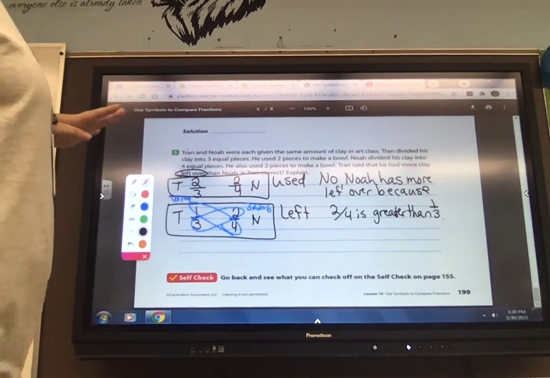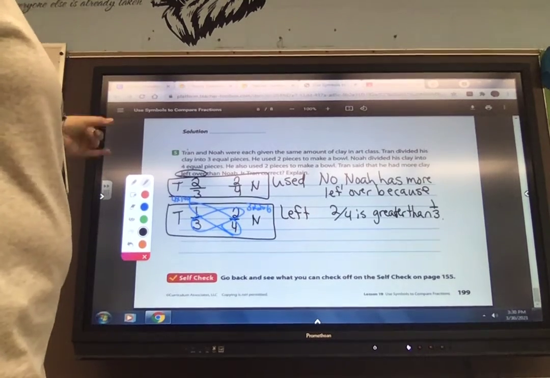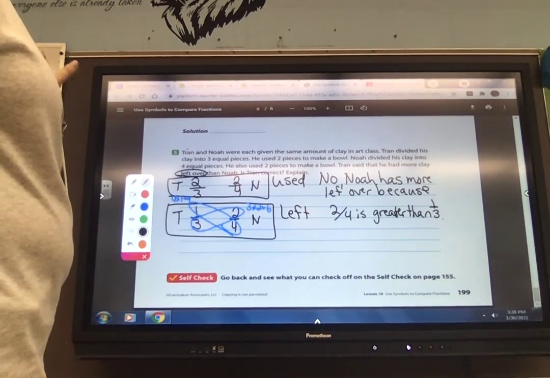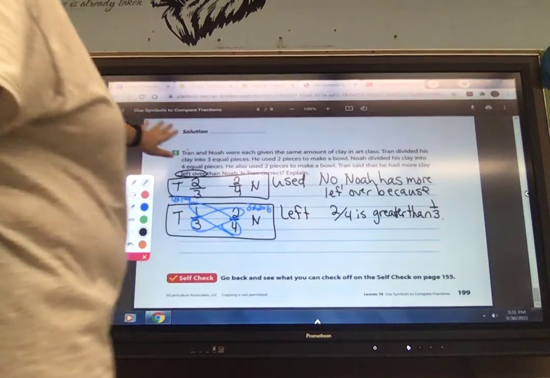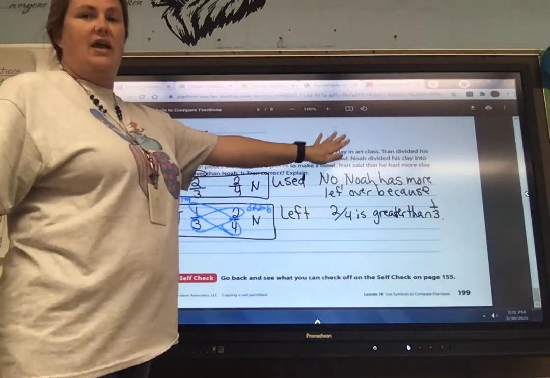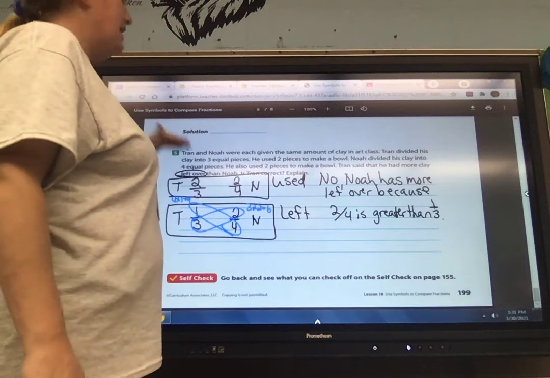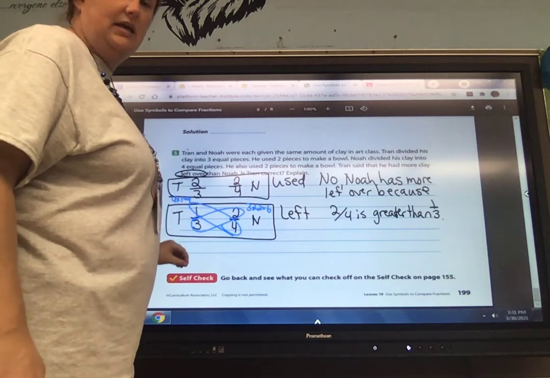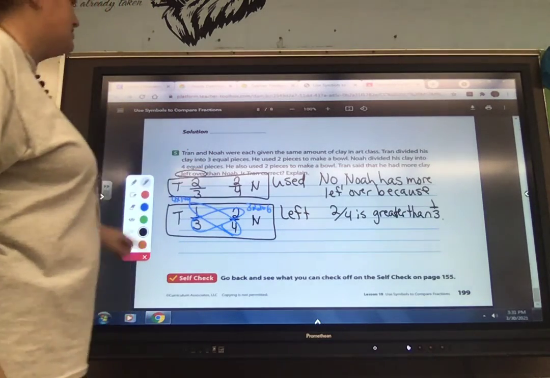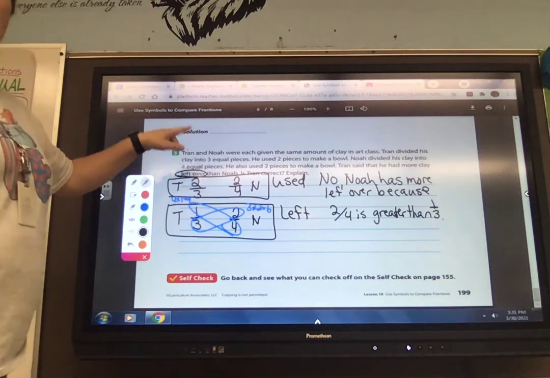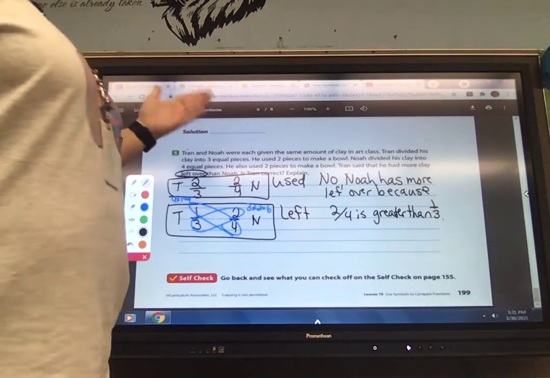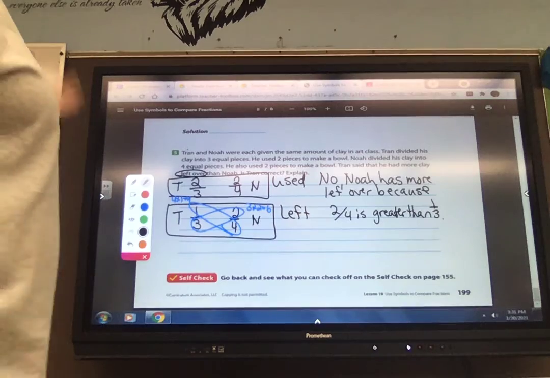Not because you can't do it. It's because the words, you have to pay close attention because the numbers they give you are what they've used. The question does not ask you what they're using. The question is asking you what is left over. So you have to figure out what fraction is left.